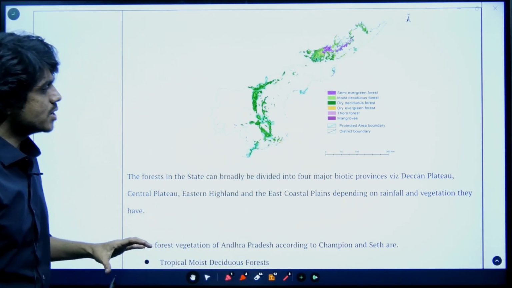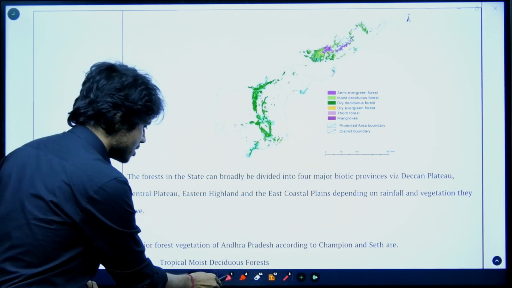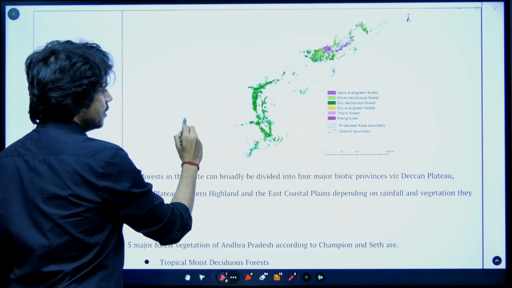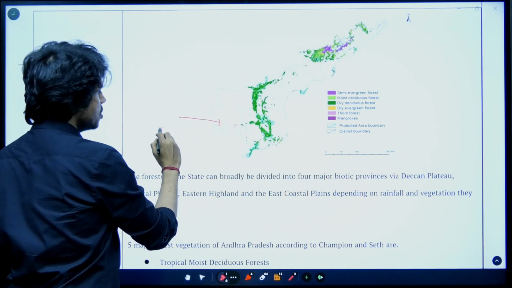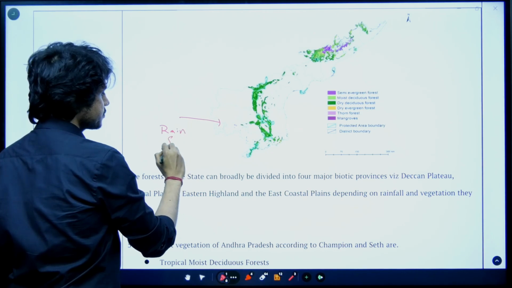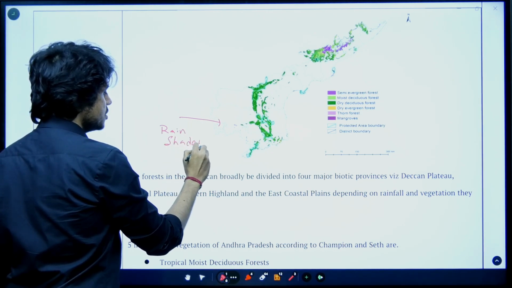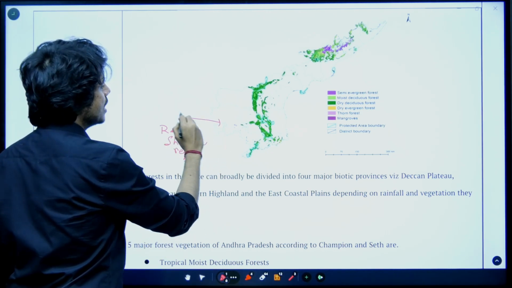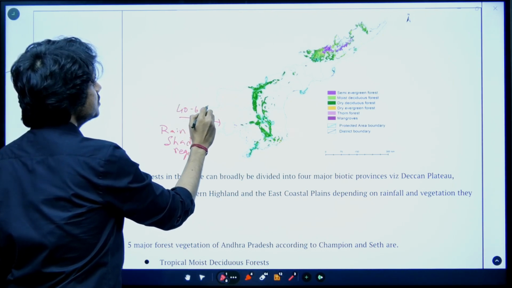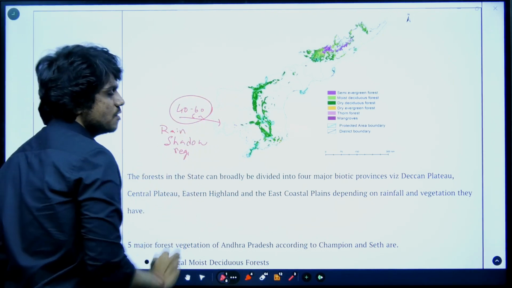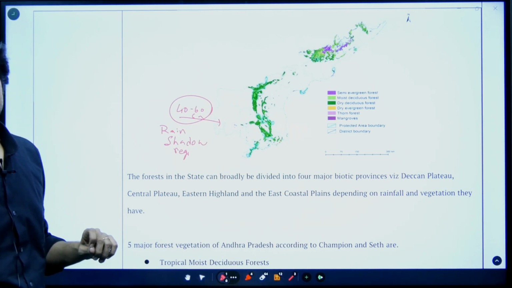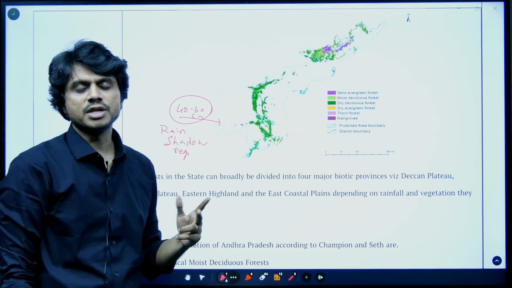Okay, now if you understand the geography here, what is the scenario? Now this part is falling in the rain shadow region of the Western Ghats. So you will hardly receive around 40 to 60 centimeters of rainfall. Your vegetation is primarily guided by two things, temperature and rainfall.